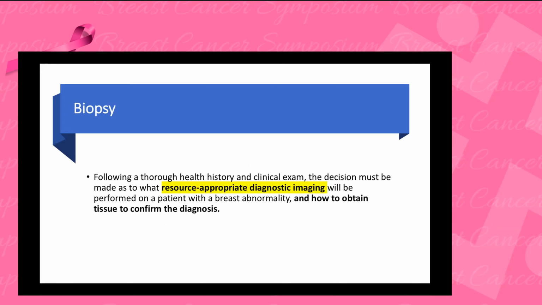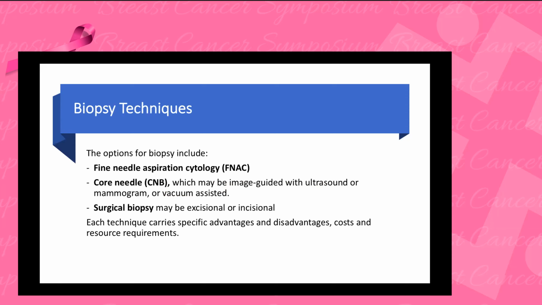Now, following a thorough history and clinical examination, the decision must be made by the treating clinician of what resource-appropriate diagnostic imaging will be performed on a patient with a breast abnormality and how to obtain the tissue to confirm the diagnosis. So you need to decide what imaging you're going to do and how you are going to obtain the tissue to confirm the suspected diagnosis.